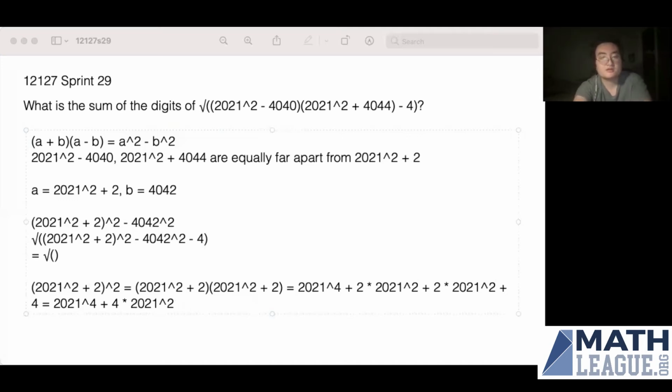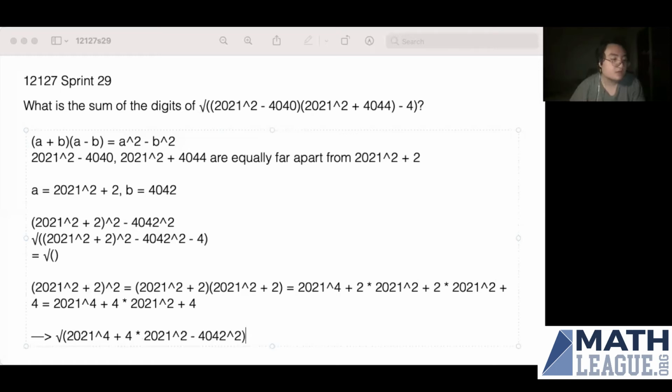And this is where the 4 cancels out, right? Because we have a minus 4. And so what we're left with is just going to be the square root of 2021 to the 4th plus 4 times 2021 squared minus 4042 squared, right? And that's going to be it. That's what we're looking for.